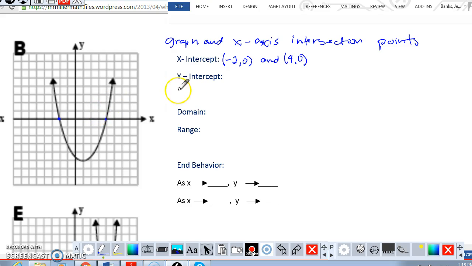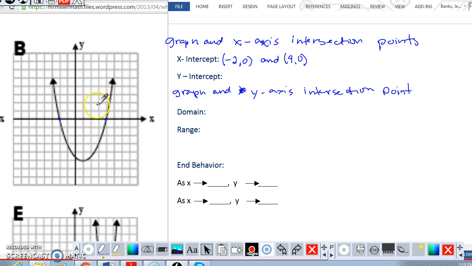All right, so for y-intercept, this is the graph and y-axis intersection point. There is only one y-intercept. Unlike x-intercepts, which could be more than two, one, zero, any number, depending on your function. But for a quadratic function, it could either be two or none. In this instance, we have two.